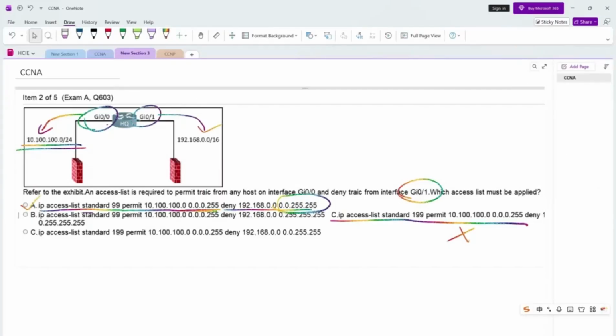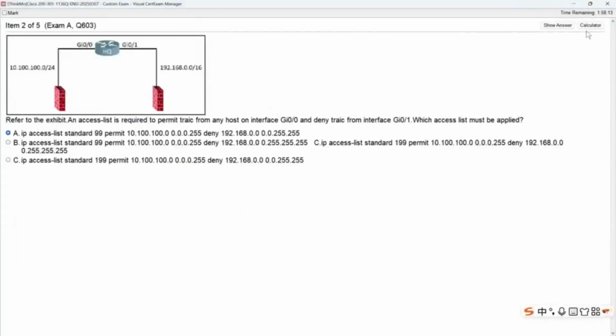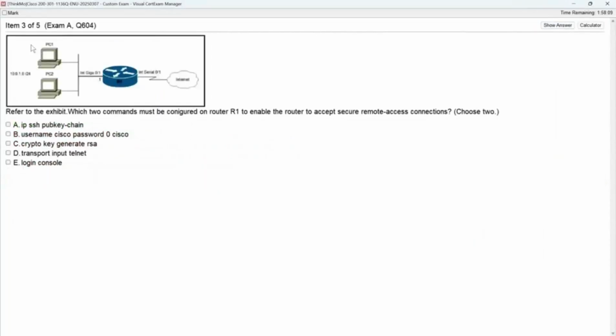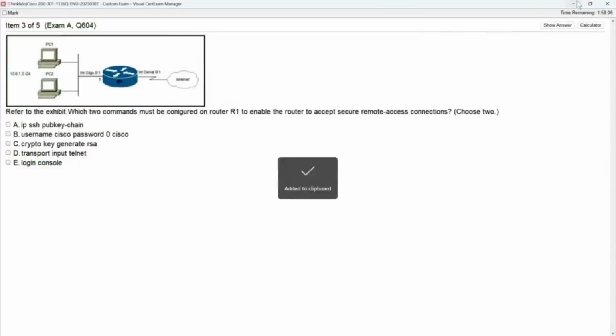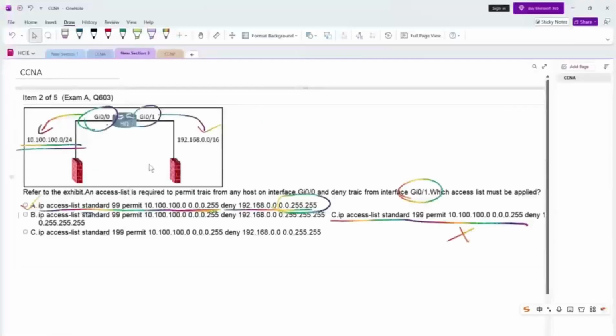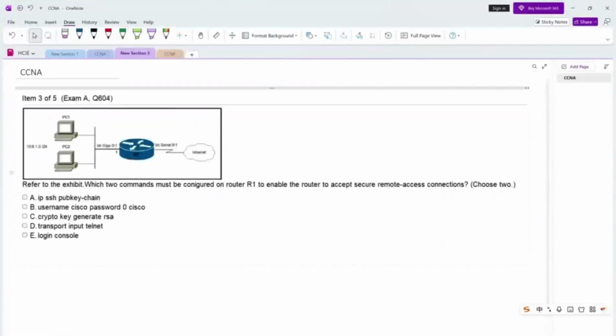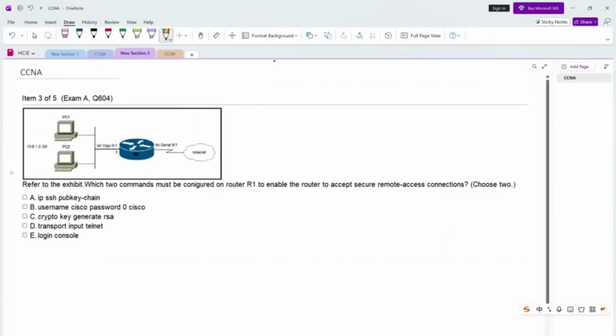Let's take a closer look at the correct answer. It's A. All right, question 3. Question 3 is a multiple choice question. This question says that we must on this router 1, this 2.1, it's not written very clearly here, but on 2.1, which 2 commands should we configure to allow it to accept secure remote access? Select 2 for remote access connections.